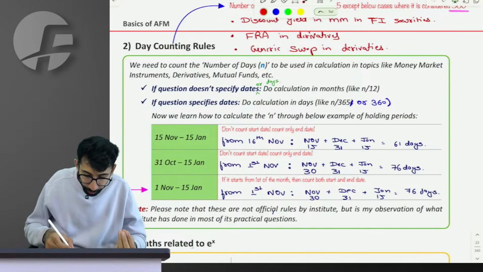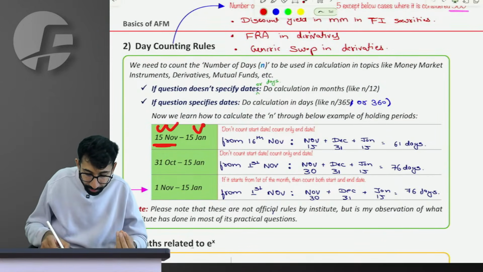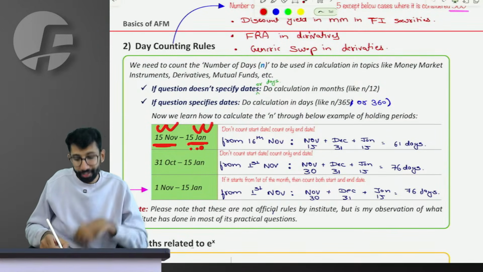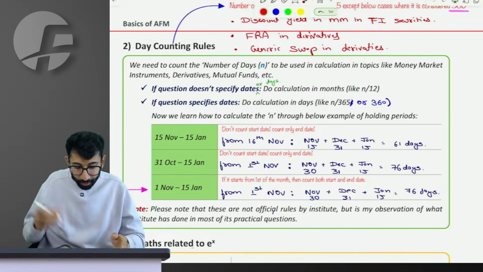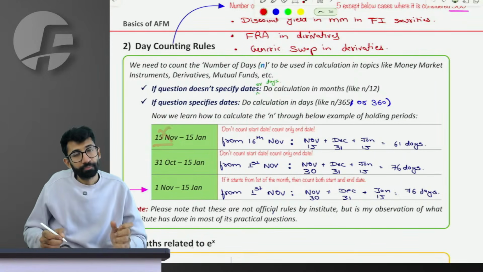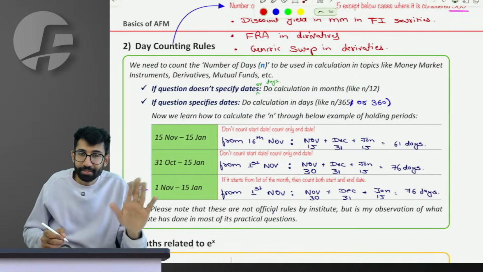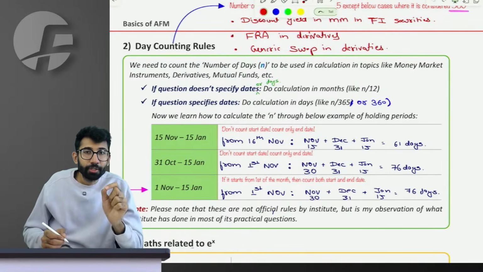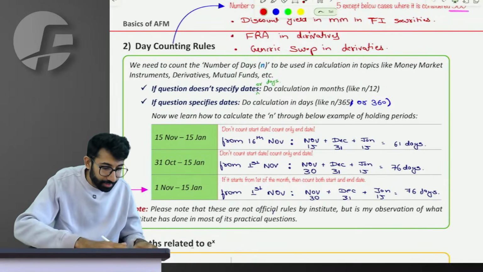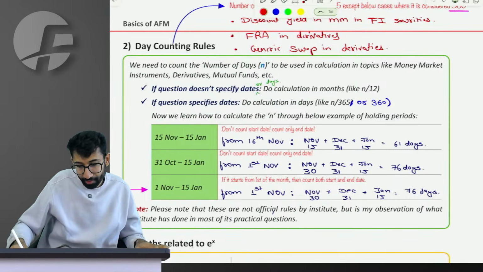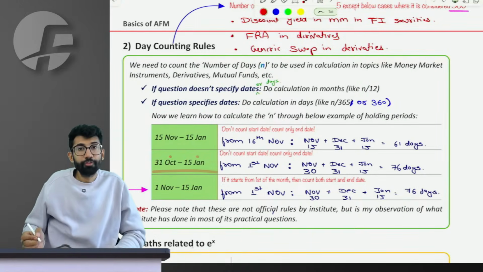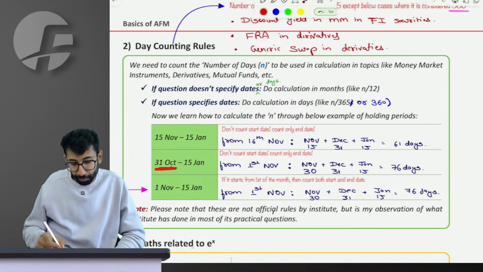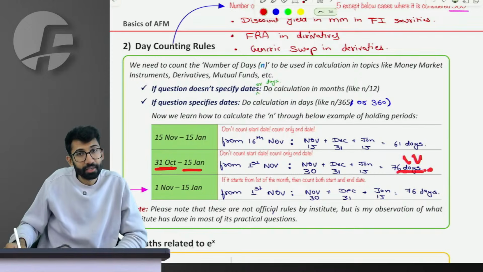Suppose you start an FRA on 15th November and the FRA expires on 15th Jan. What is the time period? The normal rule of day counting is that you don't count the start day. So 15th November has ended. 16th November to 30th November is 15 days, then December 31 days, Jan 15 days, a total of 61 days. Logical. Similarly, 31st October to 15th Jan, count from 1st November to 15th Jan, it is 76 days.